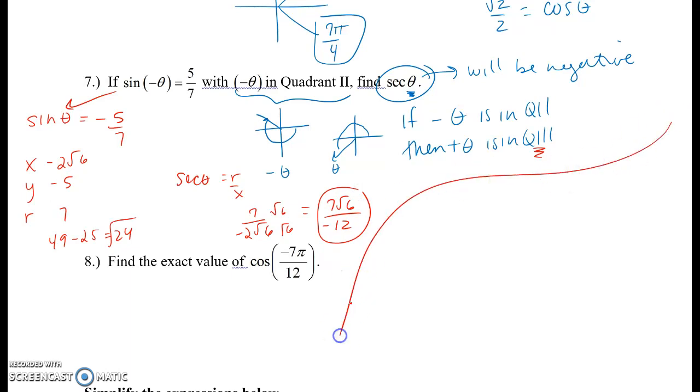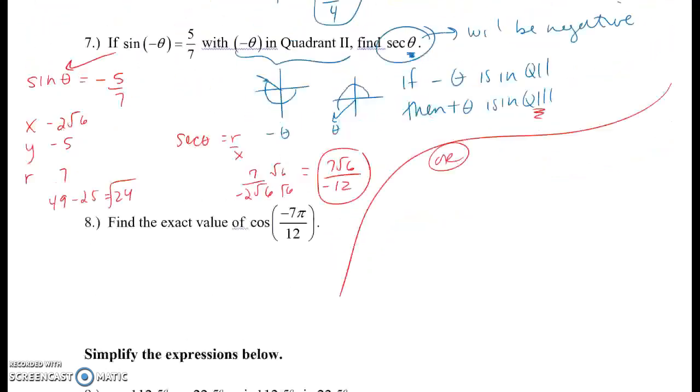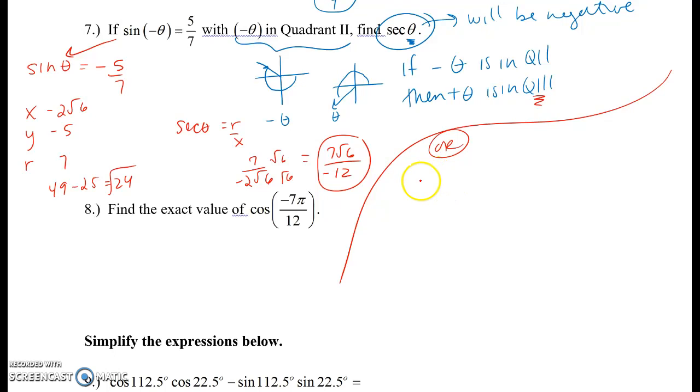Now, an alternate way to solve this is to use the identities. And that's the way that I solved it on the worksheet answer key. In this case, you would use the identity that sine squared theta plus cosine squared theta equals 1. And we could use negative theta here if we wanted to. And we would get (5/7) squared plus cosine of negative theta squared equals 1. And then we could go ahead and solve this way.